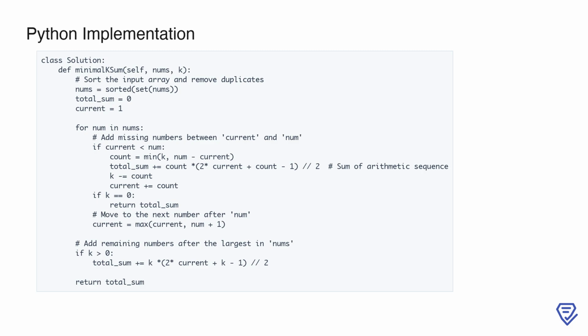The primary goal is to add the k smallest integers not present in nums. We loop through the sorted nums array. For each number in the array, we check if there are missing integers between current and number.